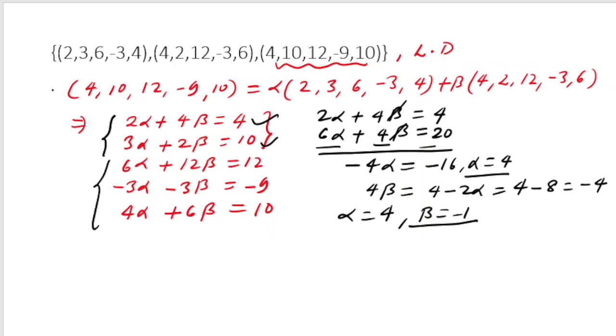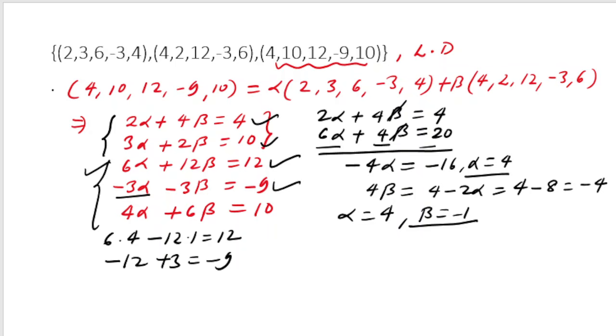You can see that it will satisfy the other three equations. If you check the third equation, 6 alpha means 6 into 4, and 12 beta means minus 12, so that is equal to 12. So it is checked. If you check the fourth one, minus 3 alpha is minus 12, and minus 3 beta, minus minus is plus 3, that is equal to minus 9. This is also checked. And if I take the last one, 4 alpha means 16 plus 6 beta, that is minus 6, is equal to 10. So that is also checked, which means alpha equal to 4 and beta equal to minus 1 is a solution. So it means what?